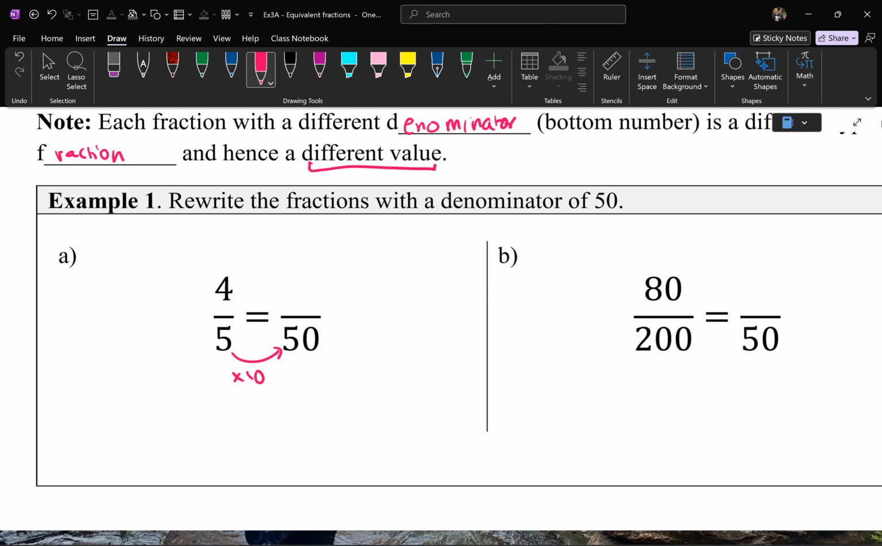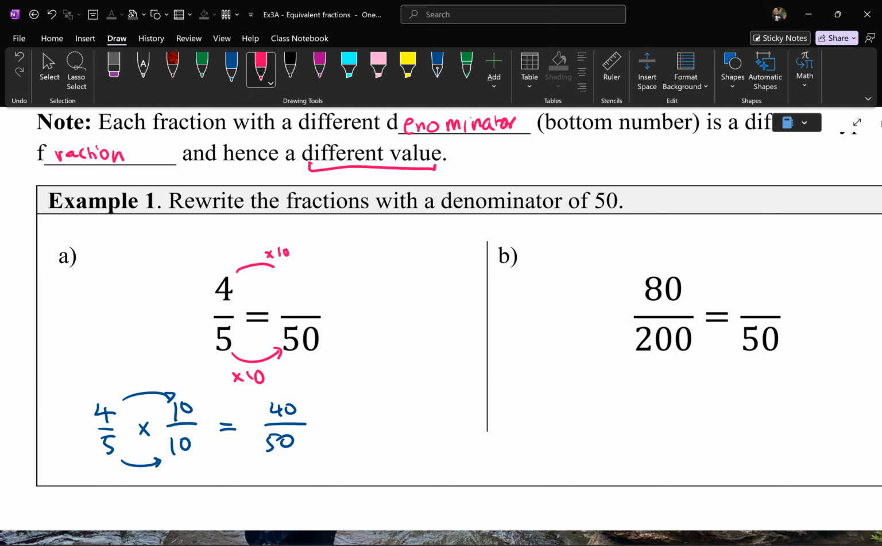10. But whatever you do to the bottom, you have to do to the top. Because remember, what you're really saying is this: 4/5 times, and if you times by 1, it stays the same. So if I'm timesing by 10, the only way that this is going to end up being a 1 is if I need a 10 on 10. 10 divided by 10 will be 1. That's why whatever you do to the bottom, you do to the top. This is how you get 4 times 10 is 40, and 5 times 10 is 50.